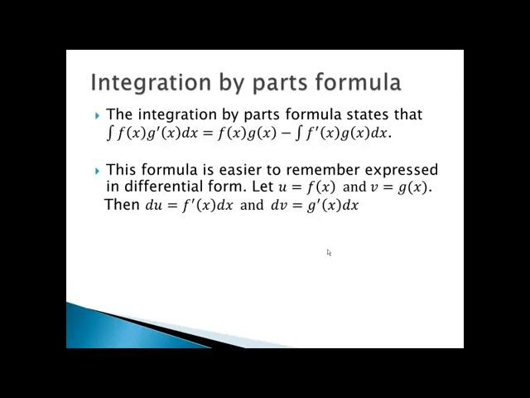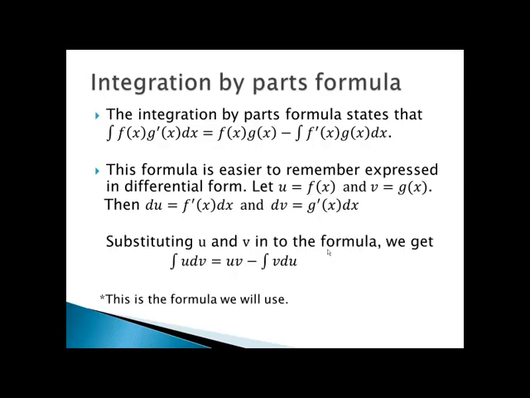We let u equal f of x and v equal g of x. Then the differential of u, du, would be equal to f prime dx, and the differential of v, dv, would be equal to g prime dx. Substituting u and v into the formula, we end up with the integral of u dv is equal to u times v minus the integral of v du. We will work with the parts formula in this form.